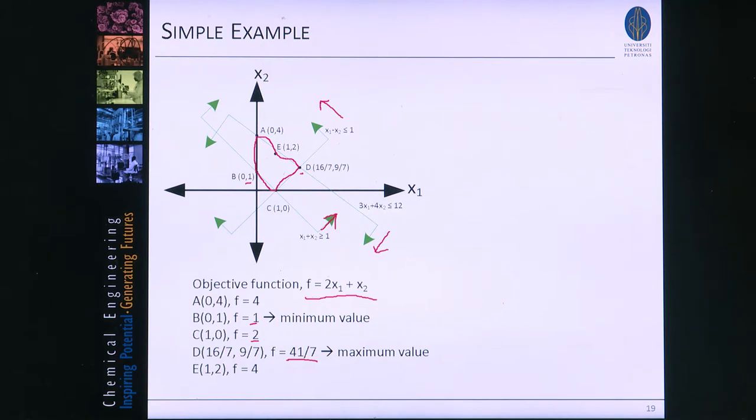So you can see the same logic. Because the objective function is all positive, if we want to maximize it, we have to have the furthest points from the (0, 0) point. The maximum value of this objective function is 41 over 7, corresponding to the point 16 over 7 and 9 over 7, and the minimum value is at point B, where f equals 1. We will then apply the simplex method to prove that it should have the same numbers as we have in this graphical solution.